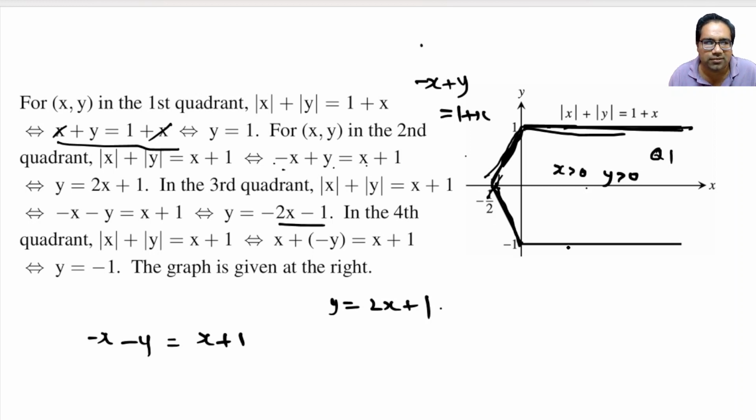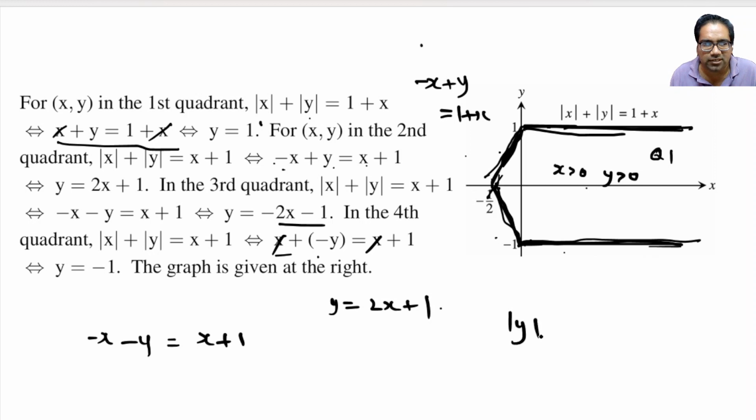Fourth one, x is greater than 0, y is less than 0. That means absolute value of x is x, absolute value of y is minus y. X minus y equals x plus 1. This x and this x will get cancelled. Minus y equals 1. That means y equals minus 1. That is this line, y equals minus 1. So the entire graph is combined of four different parts. What are the parts? Q1 this part, Q2 this part, Q3 this part, Q4 this part. Right, guys? Simple problem.